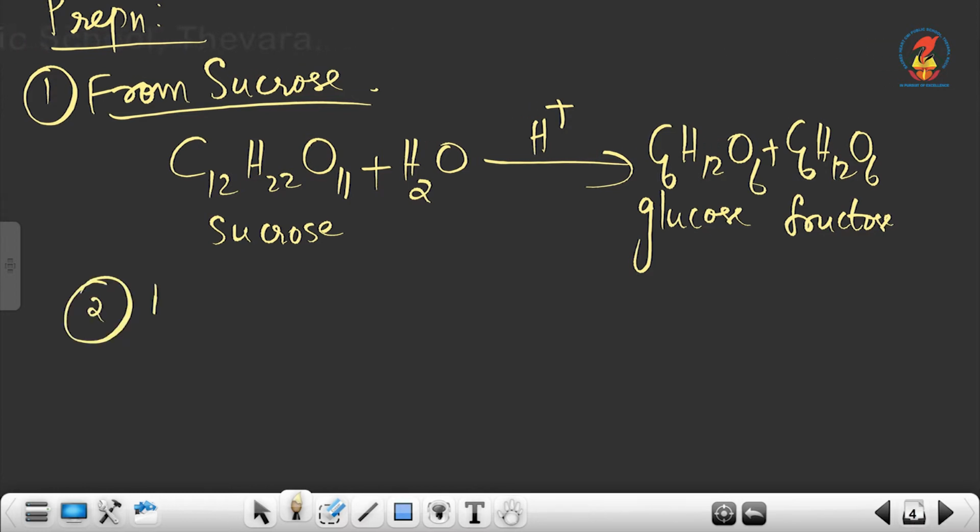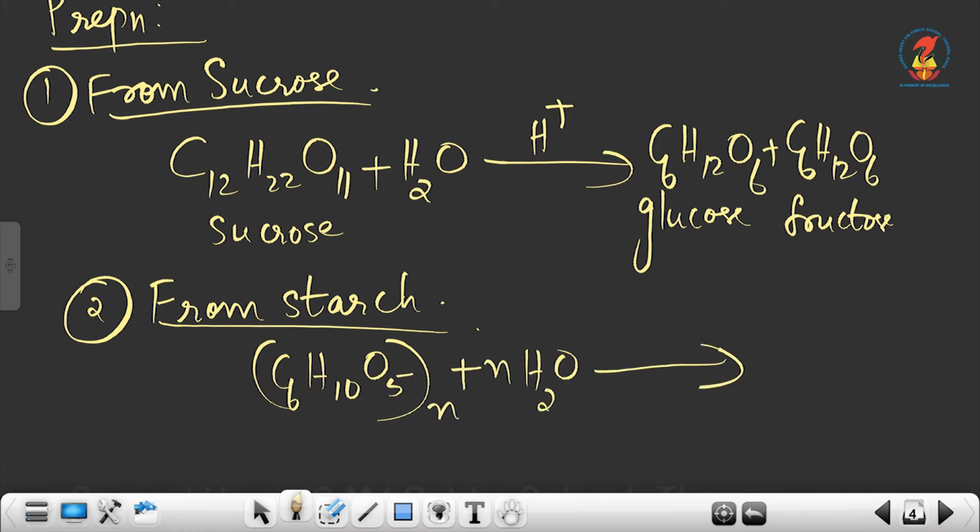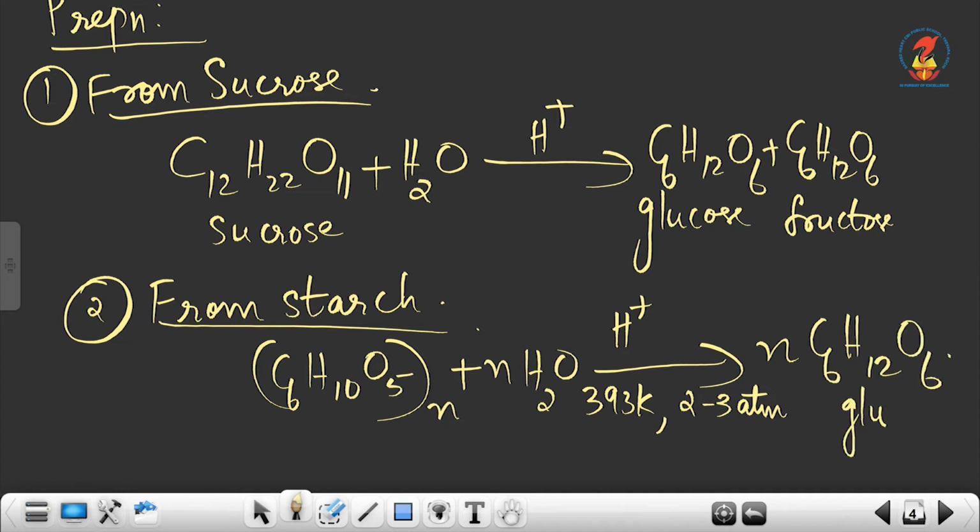Now, the second method is from starch. How will you prepare glucose from starch? Starch is a polysaccharide, and hydrolysis of starch will give n molecules of glucose. So, the equation is (C6H10O5)n plus nH2O in presence of H+, that is sulfuric acid, at 393 Kelvin and 2 to 3 atmospheric pressure, we get n molecules of glucose. This is glucose.